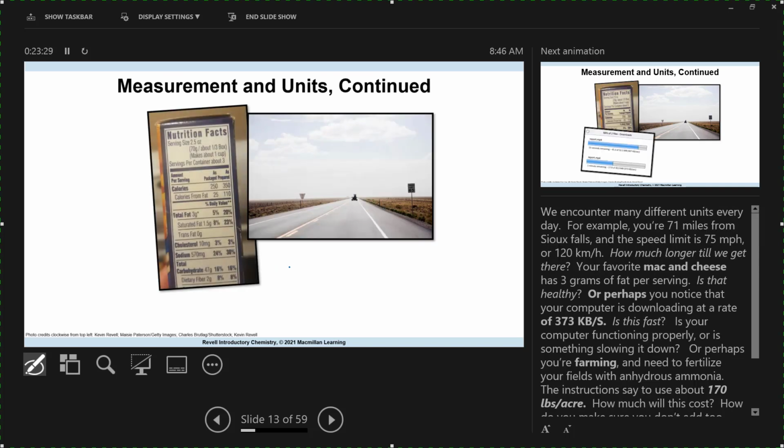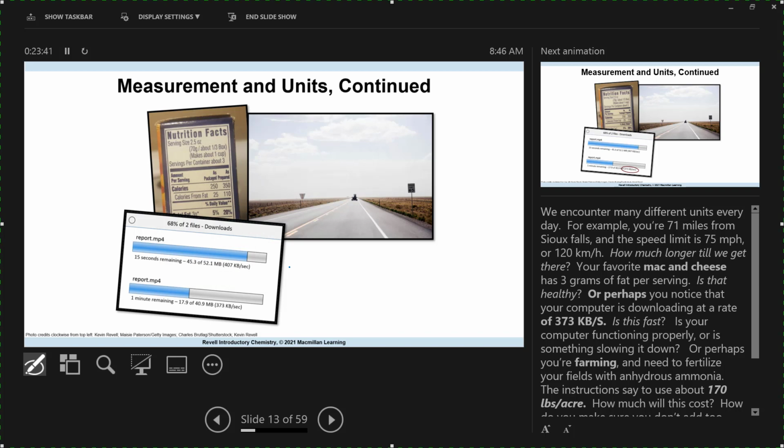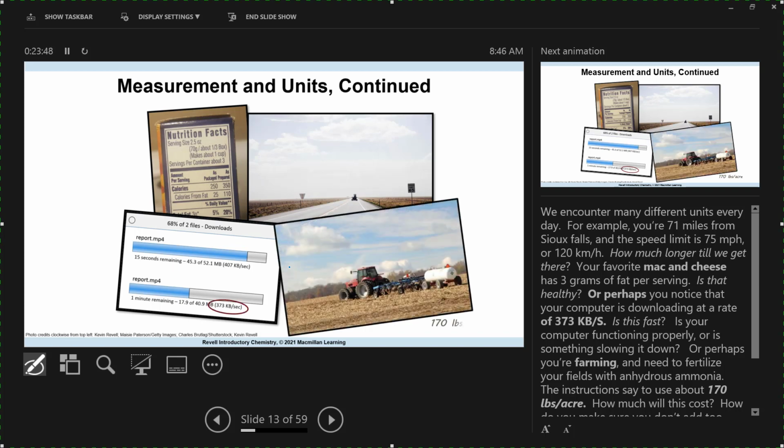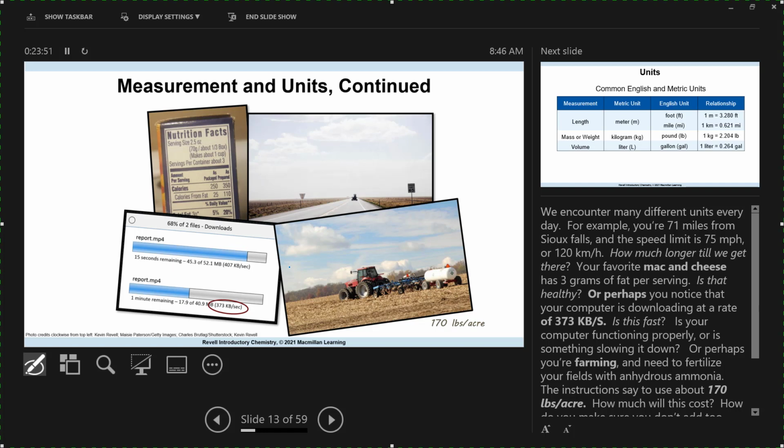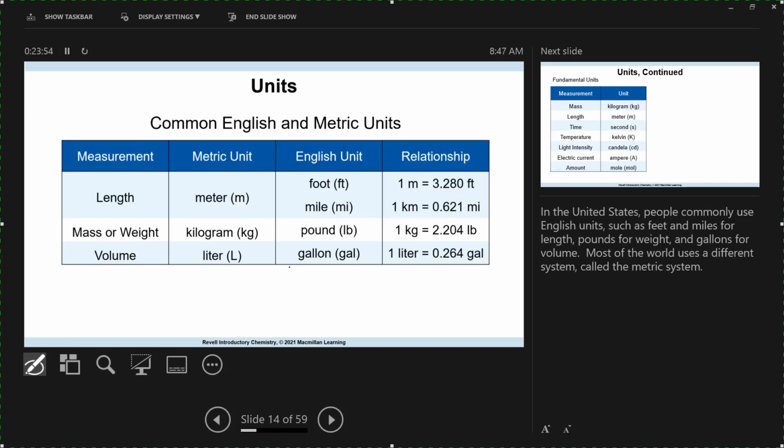Okay, and here's just showing you some different units. You see even in a nutrition label, you see grams on there. There's others, cups and whatnot. Here's some file downloads in megabytes and kilobytes per second and things like that. So we don't have to go through this very much, but just first realize, gotta write a unit. You're in the lab, you're doing an experiment, make sure a unit is there with your number.